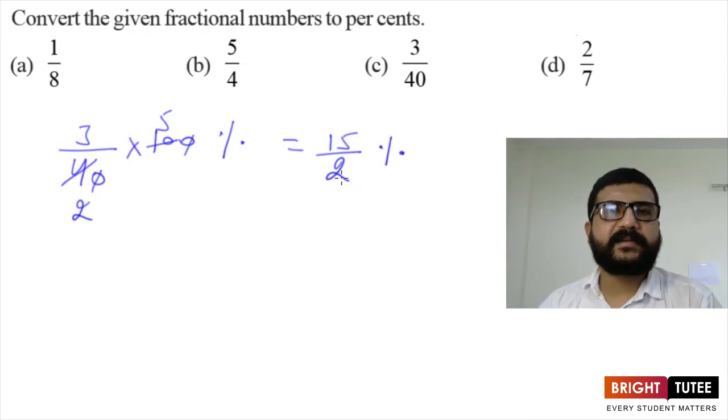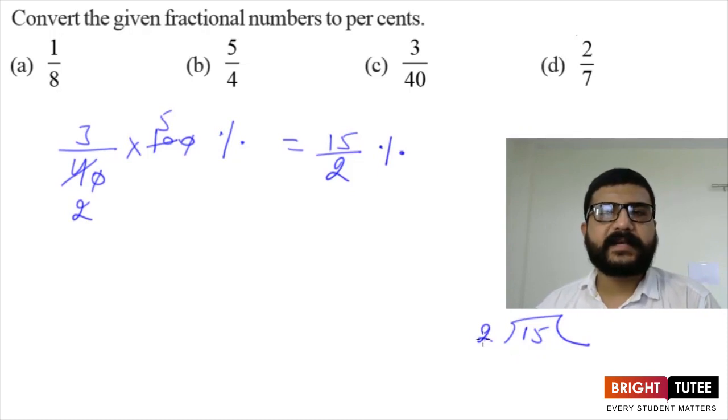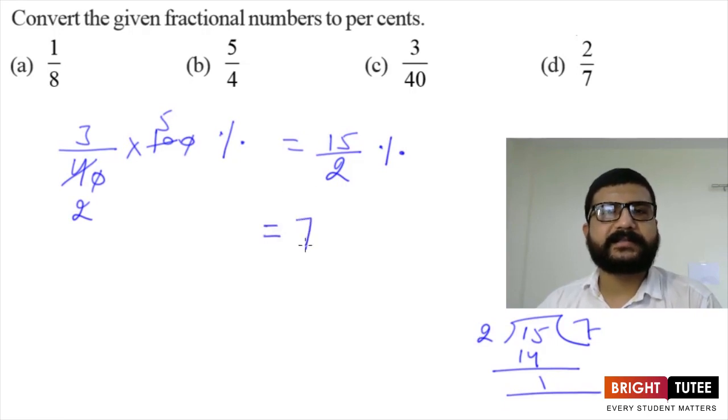We can write 15 upon 2% as a mixed fraction also. For that we have to divide 15 with 2. When we do this, we'll get 2 into 7 is 14. So we'll get 7 here and the remainder will be 1. So this will be 7 1 upon 2. So we can write this as 7 whole 1 upon 2%. We can read it as 7.5%.